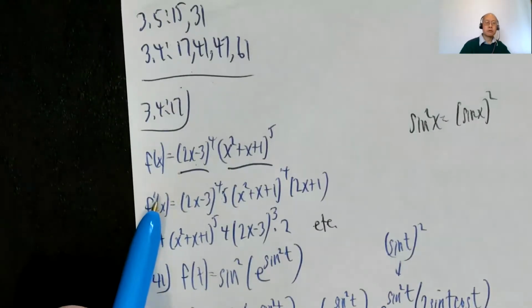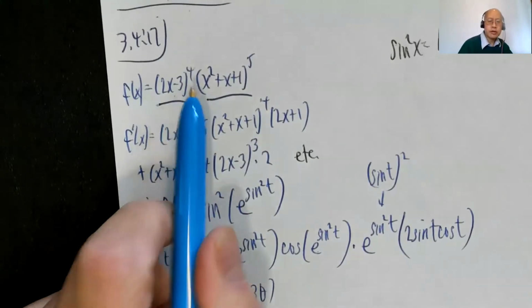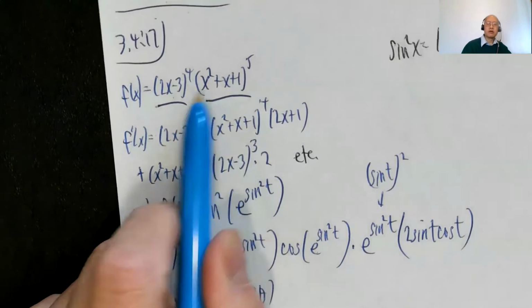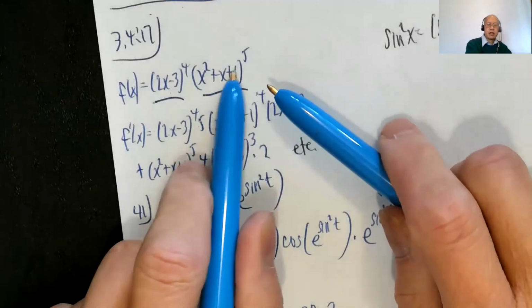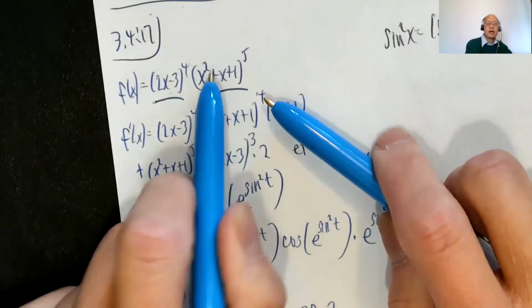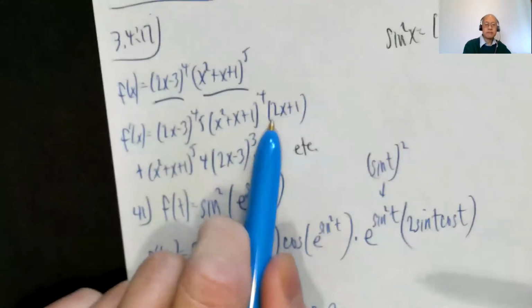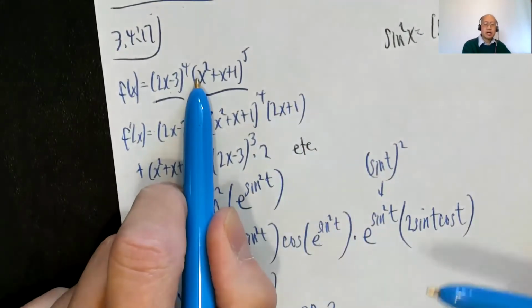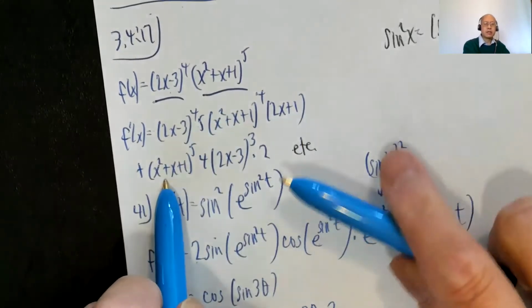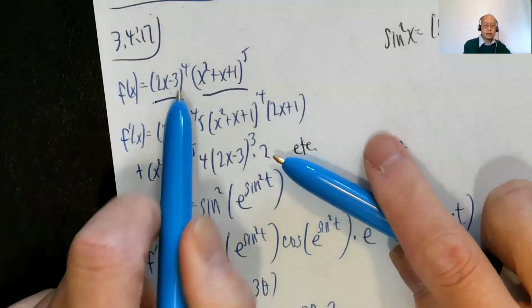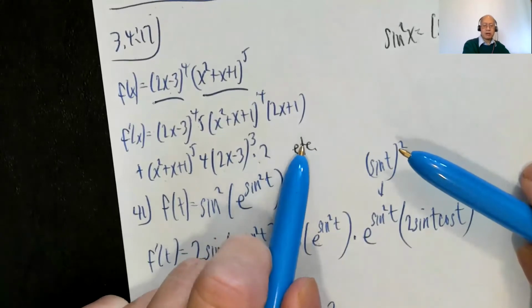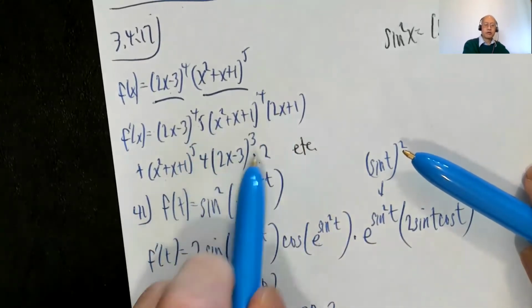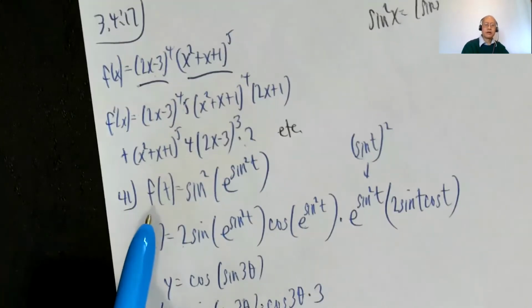Okay, here is 3.4, number 17, jumping around here. (2x minus 3) to the 4th, (x squared plus x plus 1) to the 5th. It's a product rule with a chain rule. So first times the derivative of the second: 5 (x squared plus x plus 1) to the 4th times the derivative of the inside, 2x plus 1. Plus second function, copy down (x squared plus x plus 1) to the 5th power, times the derivative of the first, which is 4 (2x minus 3) cubed, times the derivative of the inside, which is 2, and etc. So you can clean up easy things like 5 times that, 4 times 2. That's the basic idea.